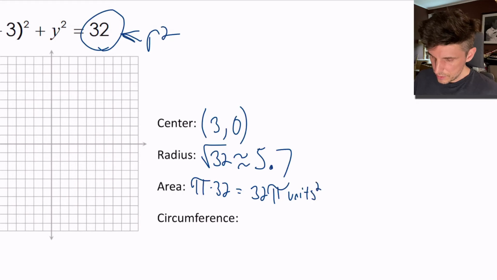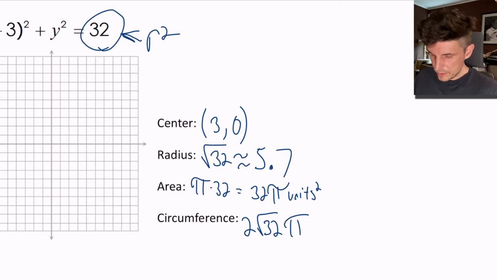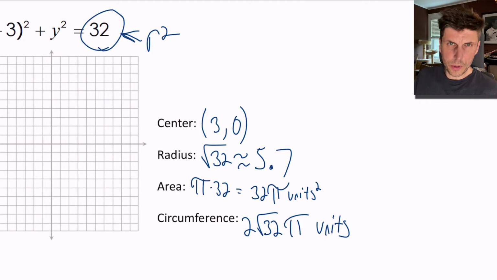Units squared. And the circumference, now this time you should use the square root there. Because it's 2 pi r, the radius is going to be 5.7, or the square root of 32. I like leaving this in exact mode. So I'm going to say 2 times the square root of 32 times pi, so yeah, it's 2 square root of 32 pi units. Okay, again, you could plug that into a calculator and get a decimal answer, but that's how you do that.